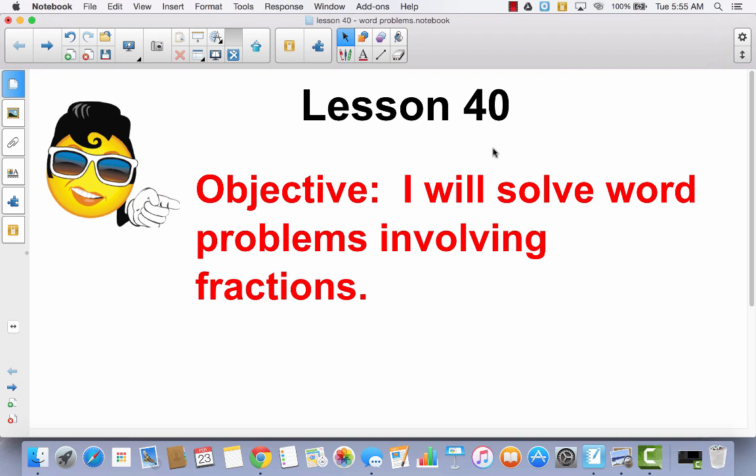Lesson 40, I will solve word problems involving fractions. So lesson 40 is going to be very similar to what we did in lesson 39. We're going to be problem solving using the RDW strategy, but we're going to be doing something a little bit different. In lesson 39, we were using the multiplication comparison where we were saying this is 5 times as much or 3 times as much. And in this lesson, the problems will be just a little bit different.